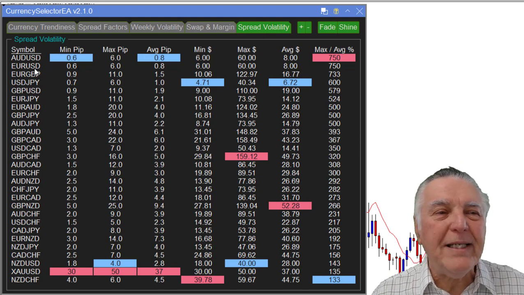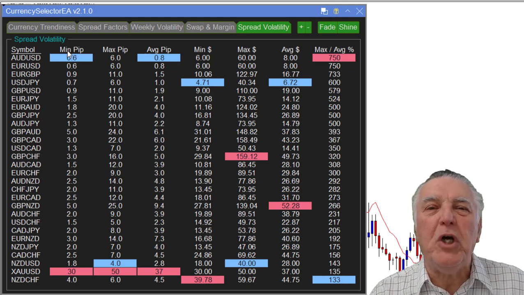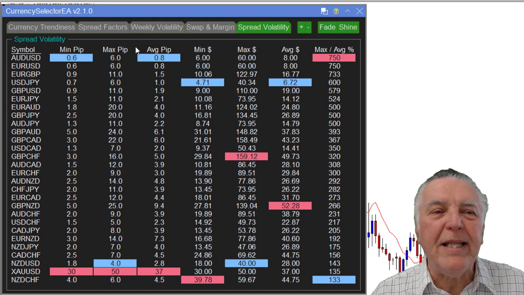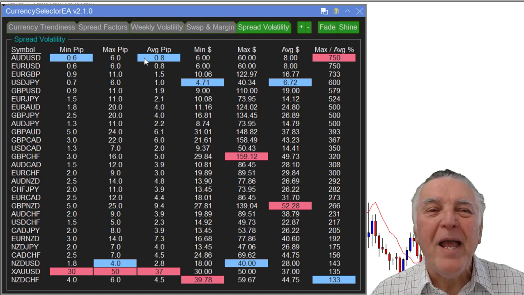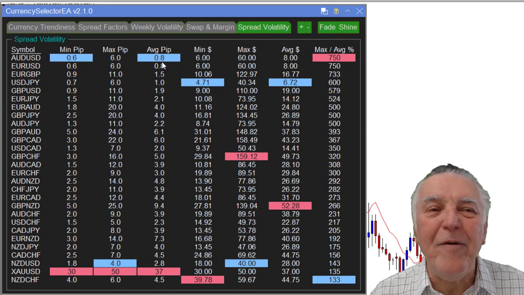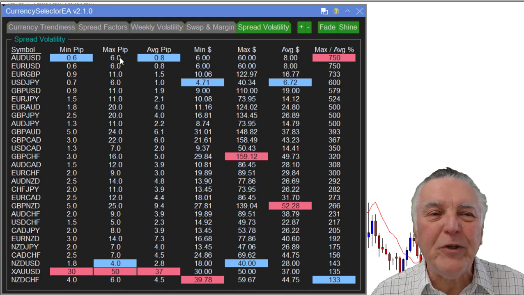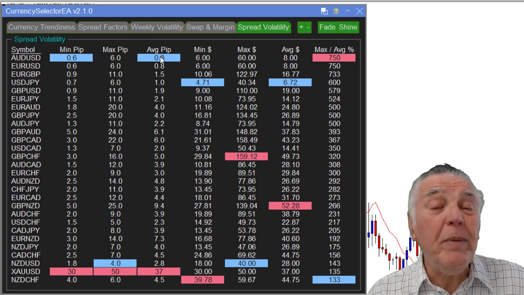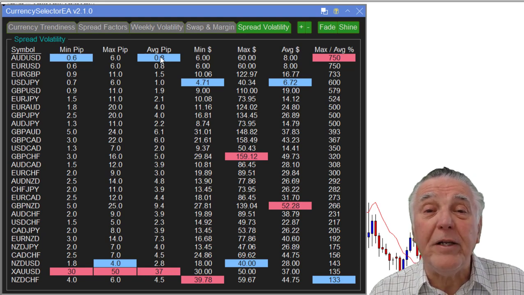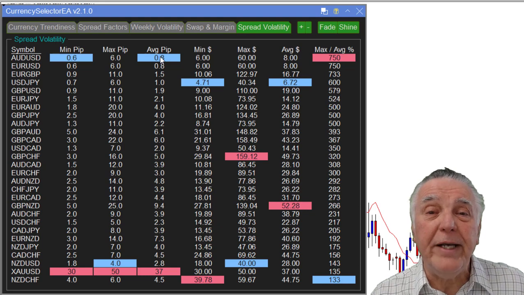So basically, if you take this first one here, the Aussie USD, we have a look at what is the minimum charge rendered by this particular broker for trading the Oz. Then we look at the maximum charge, and you can see there's a huge jump there. And then we look at the average charge raised by the broker. So that's critical information, and that's information that's not generally available on your MetaTrader platform.